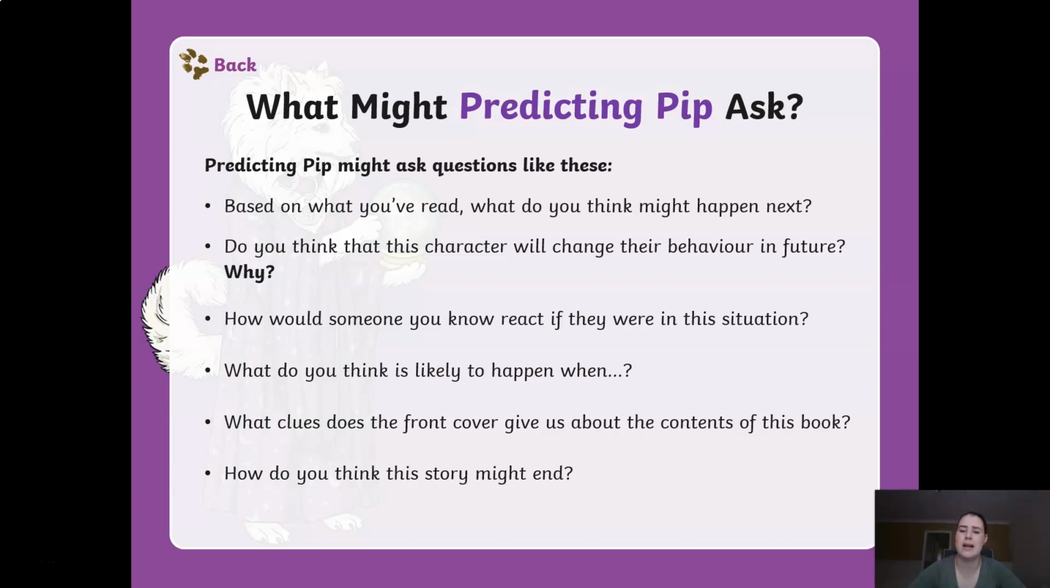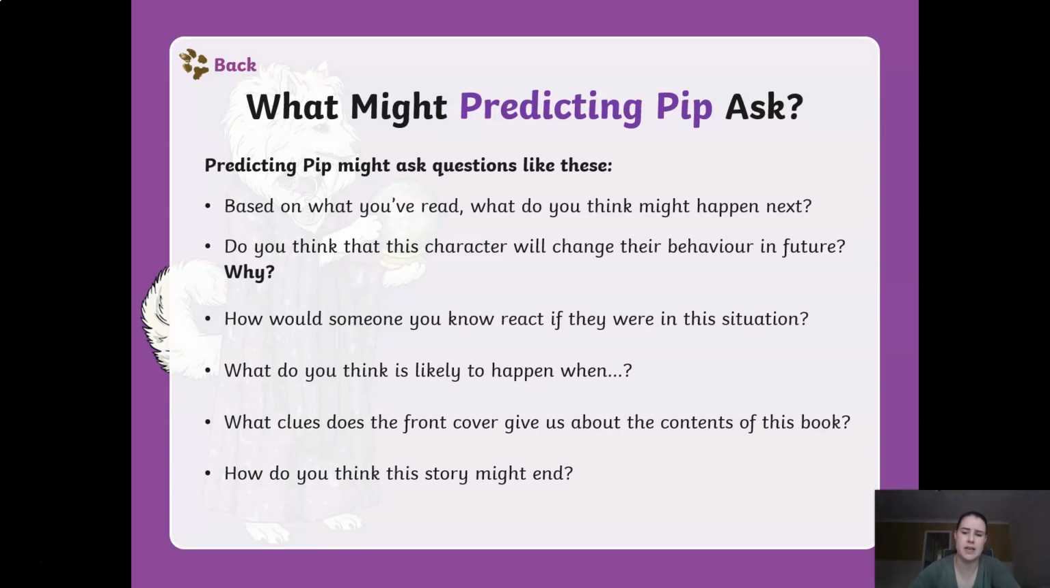How would someone you know react if they were in this situation? So again, that's thinking about what might somebody else do. Although it's not necessarily predicting, it's using your inference skills of your own experiences and what you've read as to what you think somebody else then might do. What do you think is likely to happen when? So again, we're thinking of something that's going to happen in the future. So use all the evidence that you already have from the story to make that prediction.